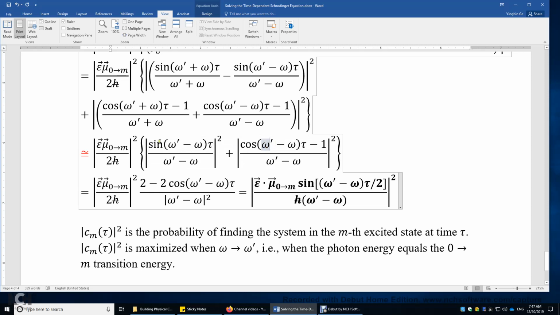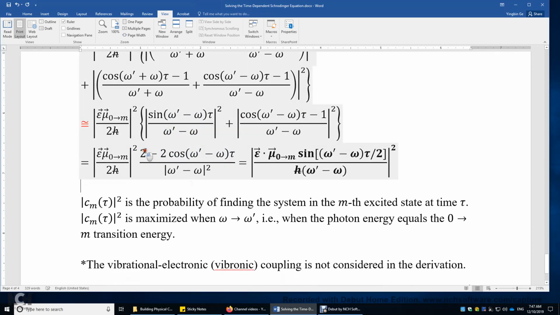And then we have this simplified expression. We can expand it, and then we have this sine something squared plus cosine something squared. That's just 1. And we have -1 squared, which is 1. So together we have a 2. And over here there's a cross term, which is -2 times cosine of this. So we have in total just 2 minus 2 cosine of this. And then on the bottom, it's just the difference between omega and omega prime, squared. And if you are familiar with trigonometric functions, this part is simply a sine function squared. This part is sine of omega prime minus omega times tau divided by 2, squared.